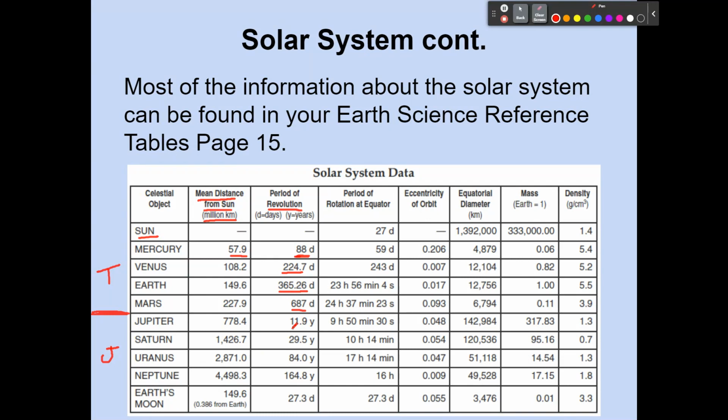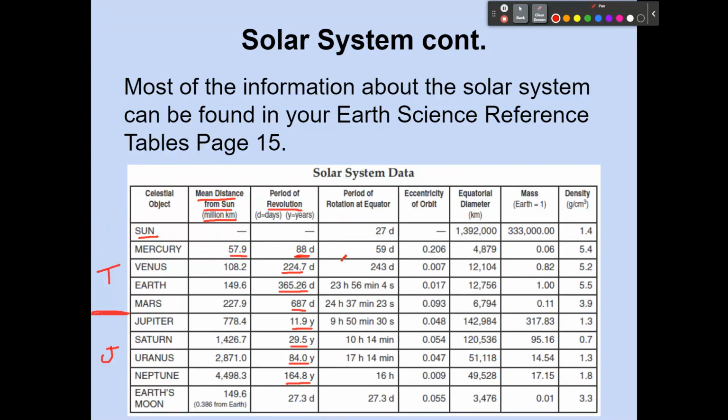Jupiter is about 12 or so Earth years. So in your lifetime, you've watched Jupiter orbit around the sun one time. Saturn is 29.5. So I've seen Saturn orbit around the sun one time in my entire life. Uranus is 84. I would hope to see Uranus orbit around the sun at least once in my lifetime. And Neptune takes 164. Not really feeling that one. Such is life.